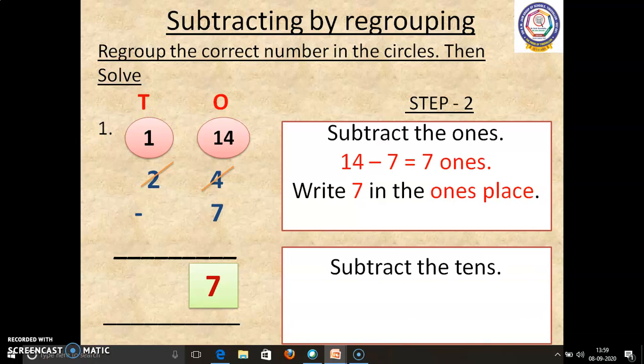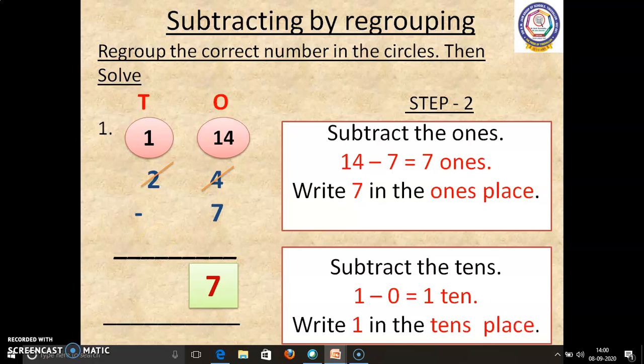Now, we have to subtract the tens. In the tens place, we have 1 and 0. 1 minus 0 equals 1. We have to write number 1 in the tens place.